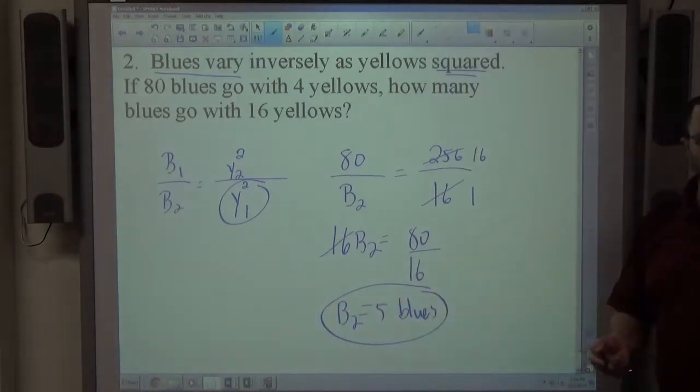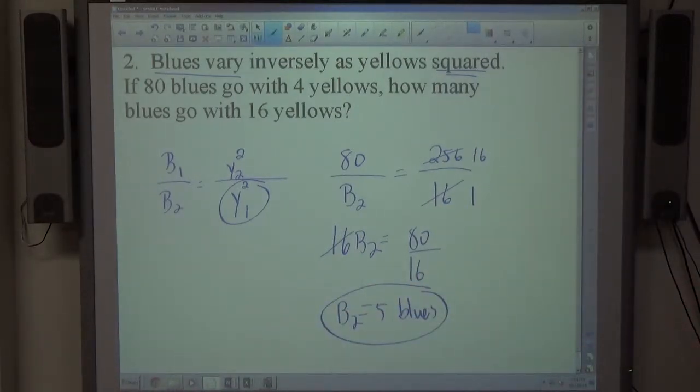So direct variation for the first one, inverse variation for the other one. Again, that's the equal ratio method. If you want to look up the K technique on those, watch a different video from a previous lesson.